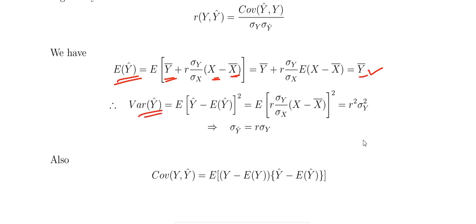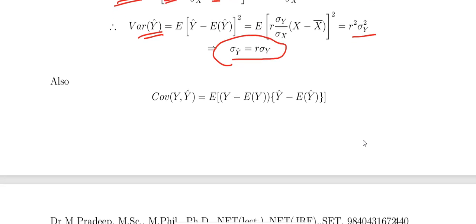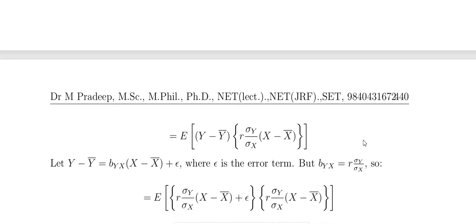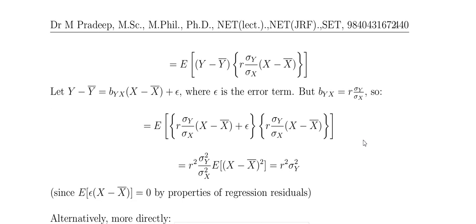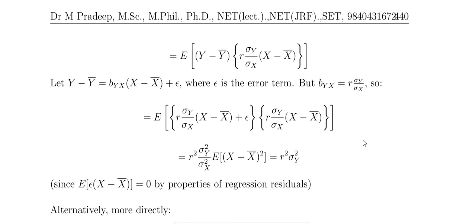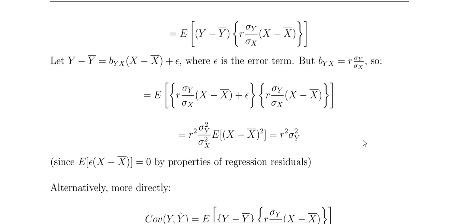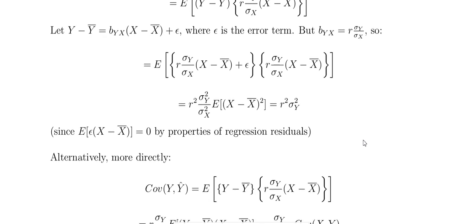So variance of y cap equal to r square sigma y square, that is, sigma y cap equal to r into sigma y. So covariance of y comma y cap is E of y comma y cap minus E of y cap. Okay, that is like that. The y cap is the estimated value of y from the regression equation of y on x. So that is E of y minus, simplifying, this is the equation plus epsilon. Epsilon is the error term.